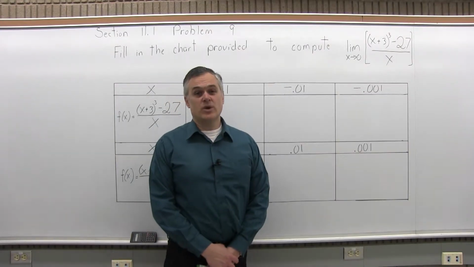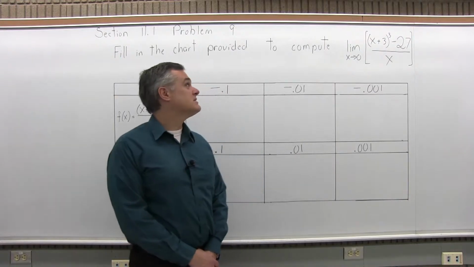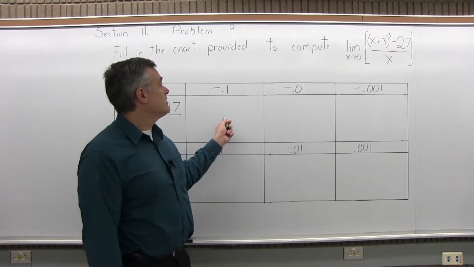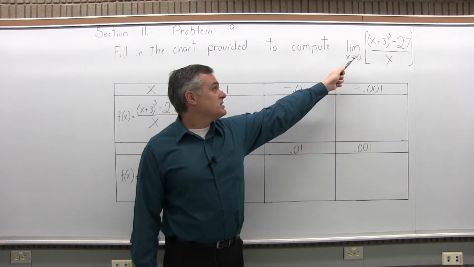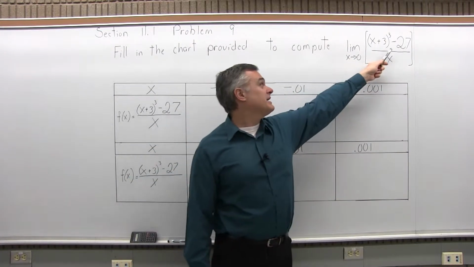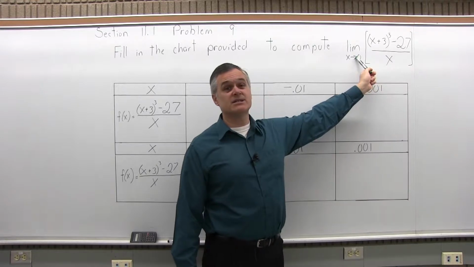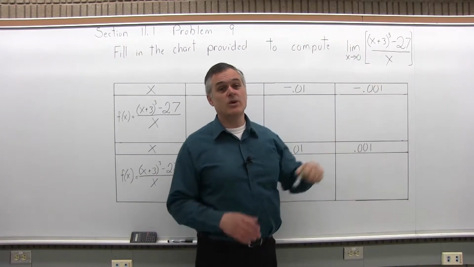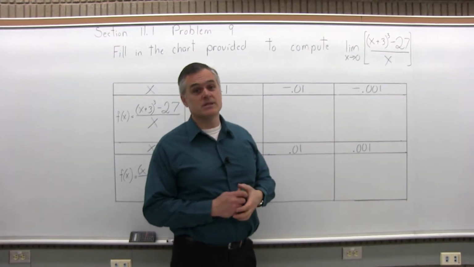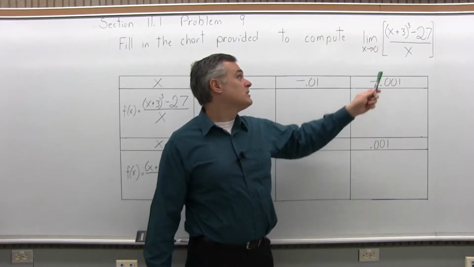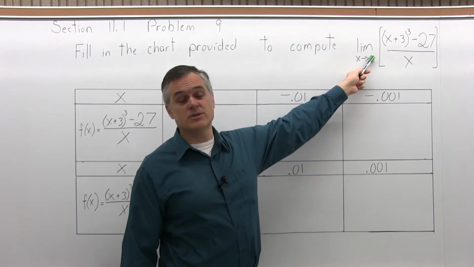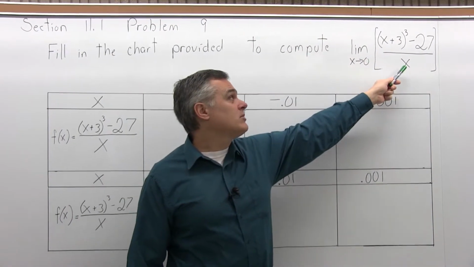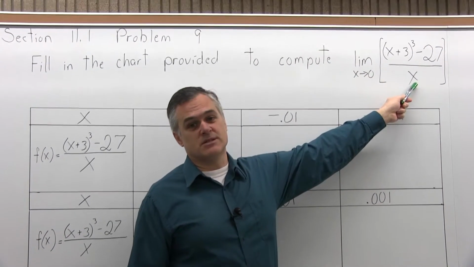This is Section 11.1, Problem number 9. It says, fill in the charts provided to compute the limit of (x plus 3) cubed minus 27 over x as x approaches 0. Now, ordinarily, when we take a limit, what we'd like to do first is just try to put in the value that the input is approaching, in this case 0. And the problem is the denominator zeroes out.